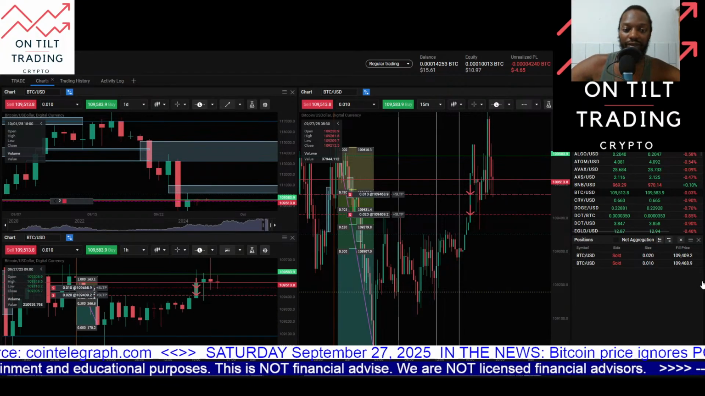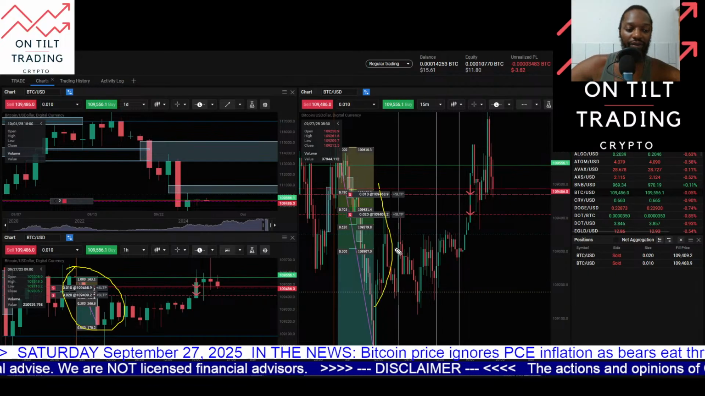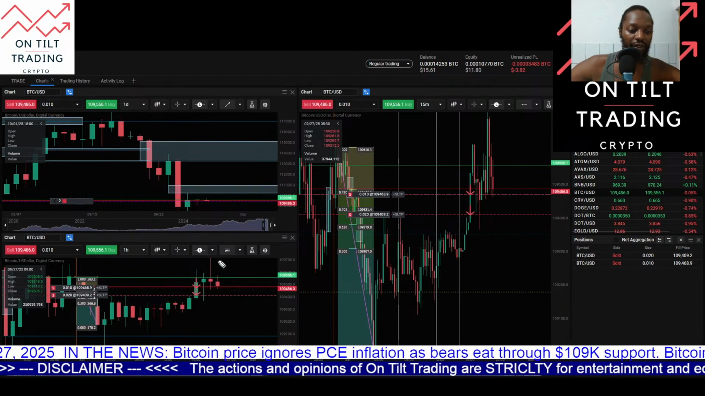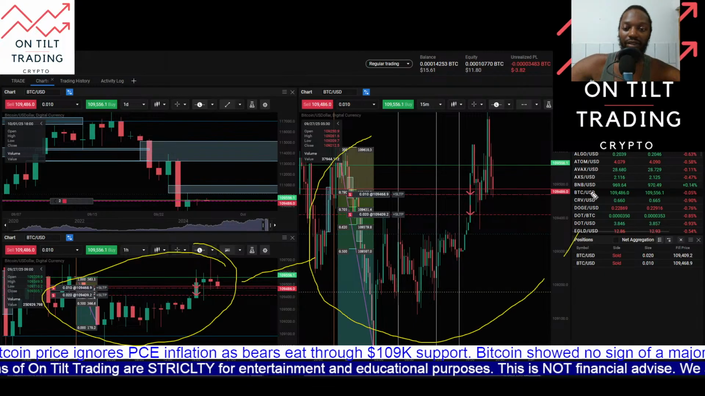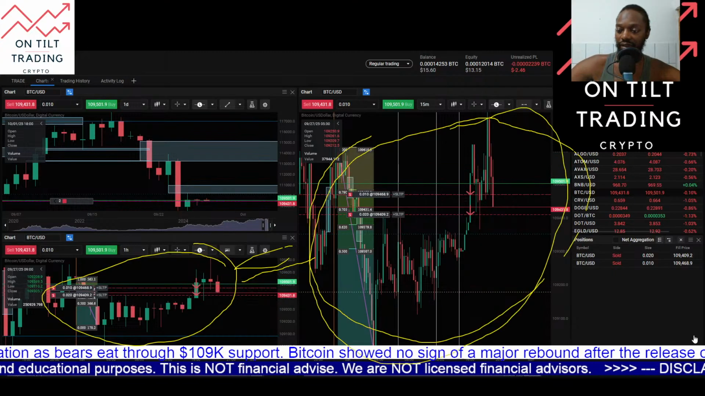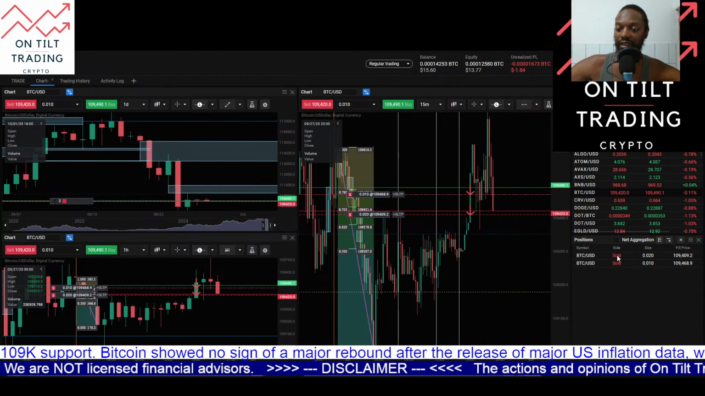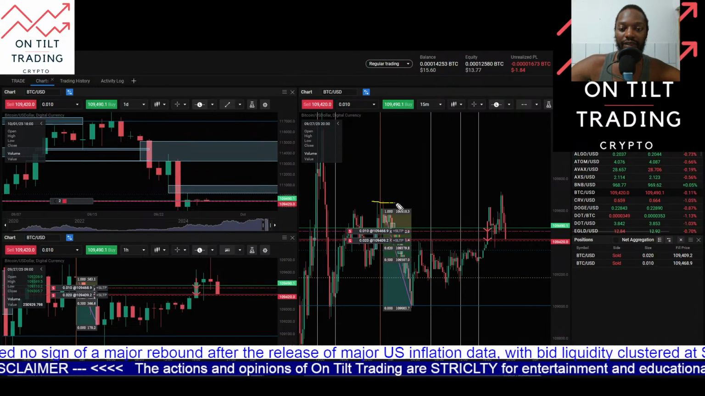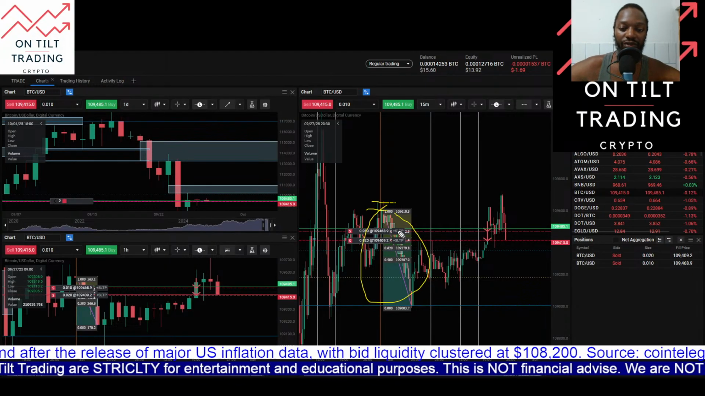And this area here is equivalent to this area here on the 15. So these are equivalent areas. So with this range here, you can see price action, this is the swing high here of the dealing range that I'm looking for a short off of.